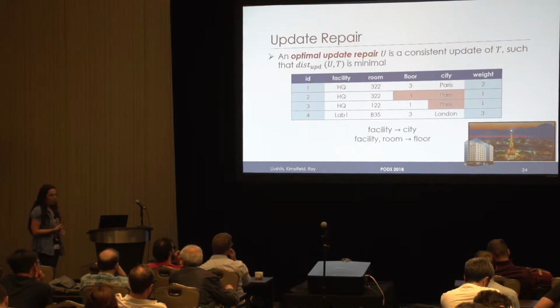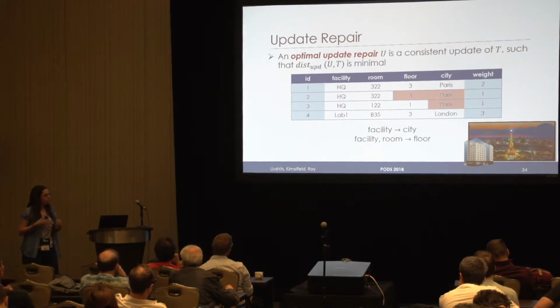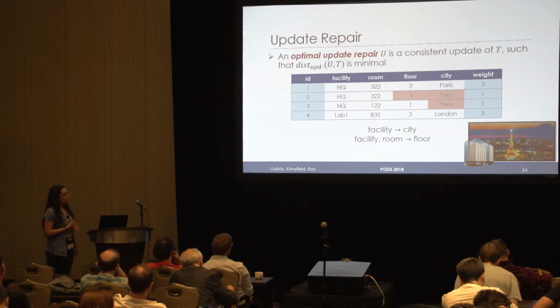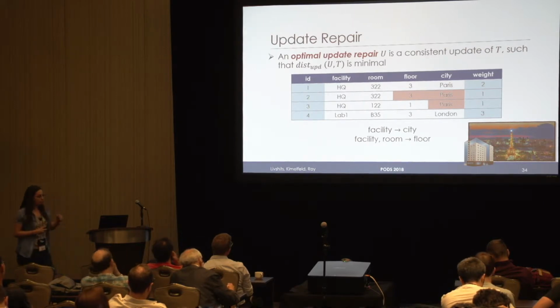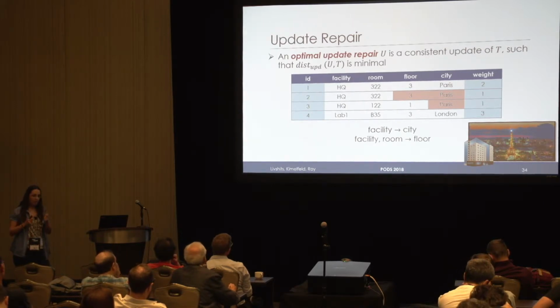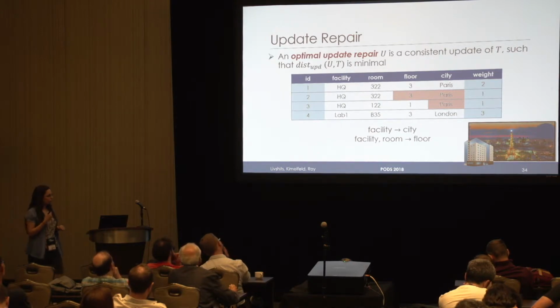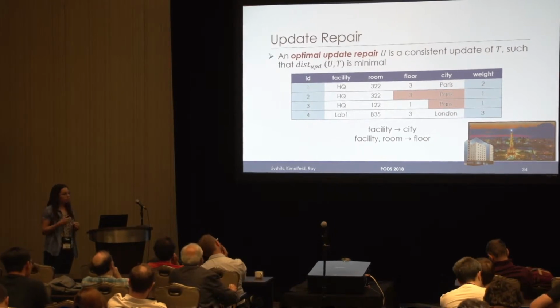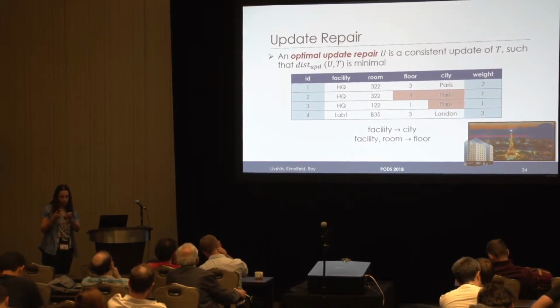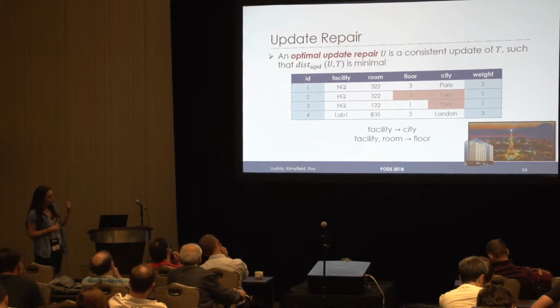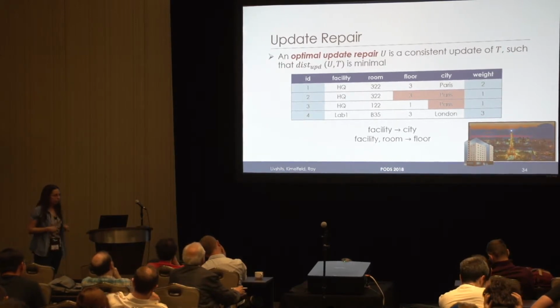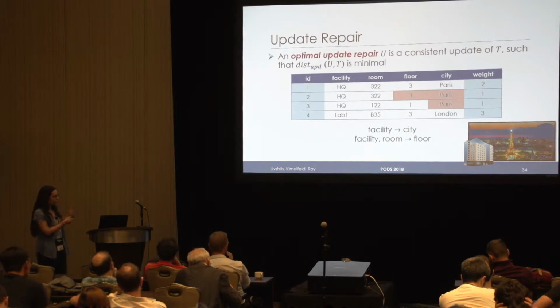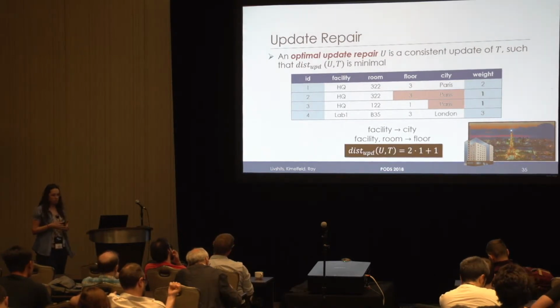Now, an optimal update repair is a consistent update that has the minimal distance from the original database. Okay, and how do we measure the distance in this case? So we assume that the cost of changing a value is the weight of the tuple that contains this value. Okay, so for example, we change two values in the second tuple, and the weight of the second tuple is 1, so the cost of changing each one of them is 1. And we change one more value in the third tuple, and the weight of this tuple is also 1, so the cost is again 1, and the total cost, or the distance, is 3.